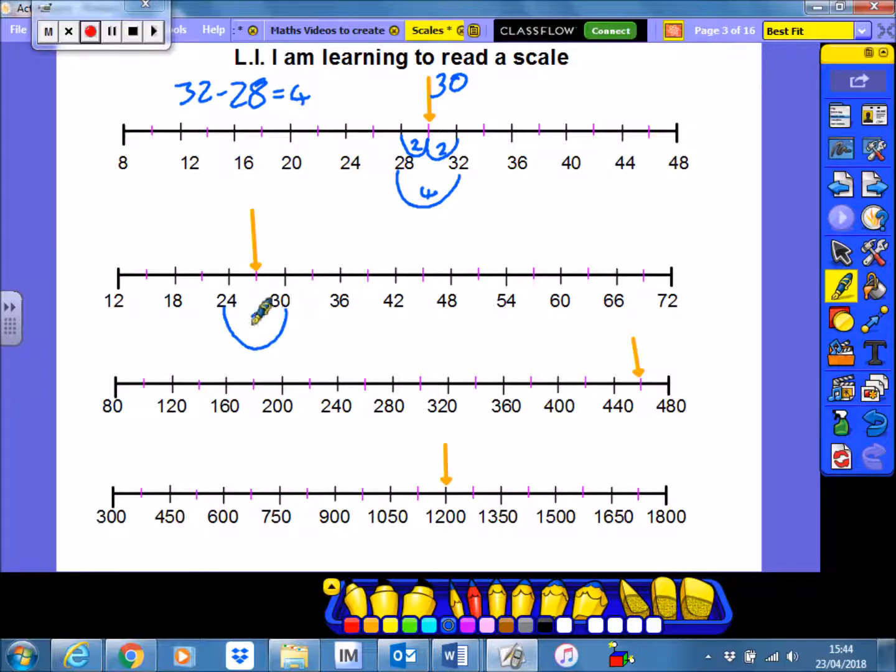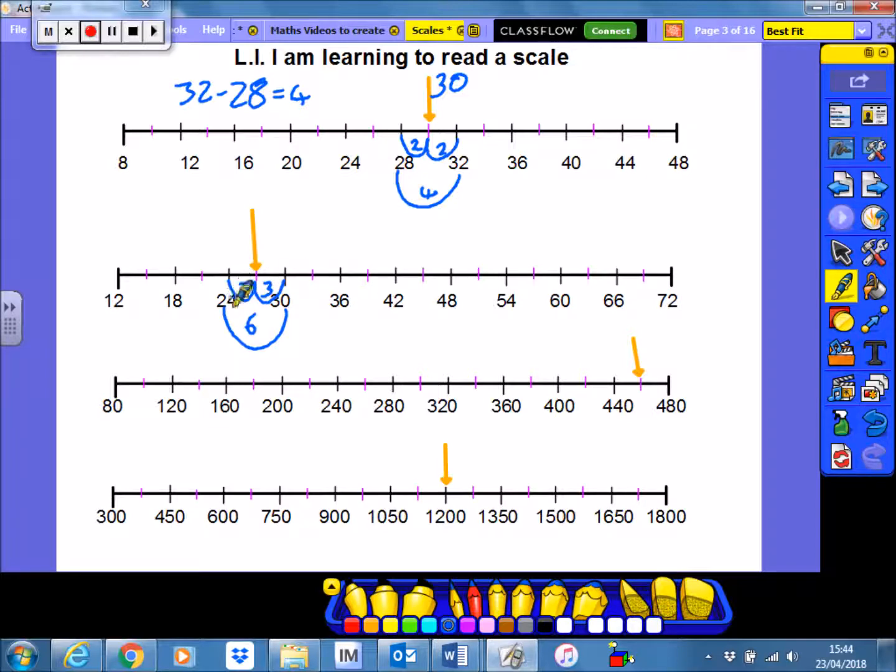So here to here is 6. But again, there are 2 jumps in between each increment. So we're only going basically halfway between 24 and 30. So, in other words, what is half of 6? Or what is 6 divided by 2? The answer is 3. So this is going to be jumping up in jumps of 3.